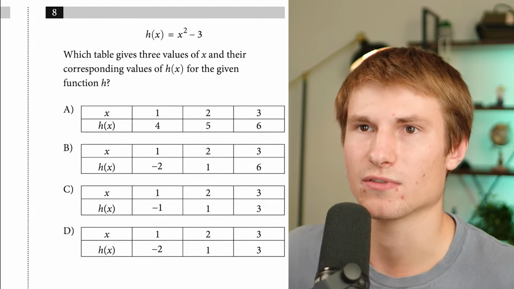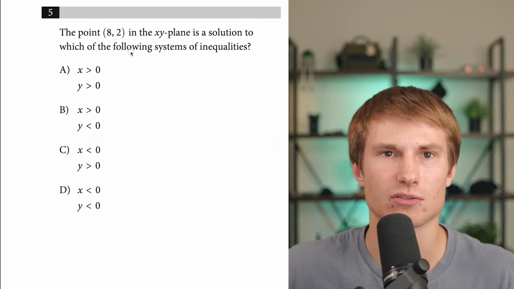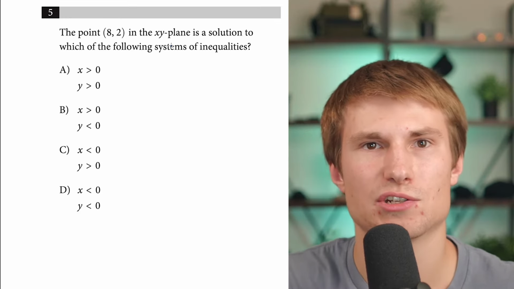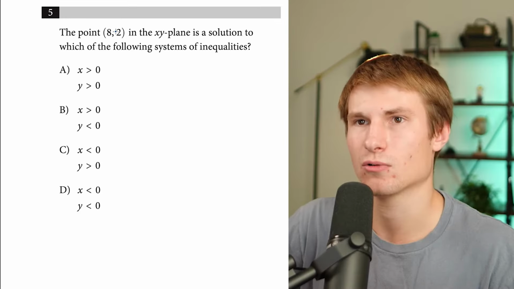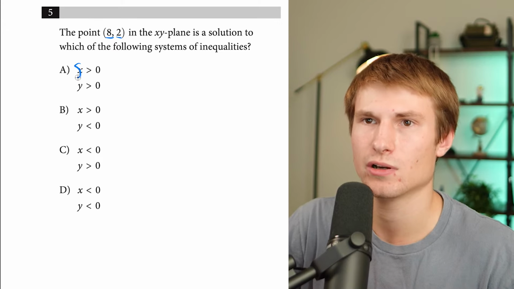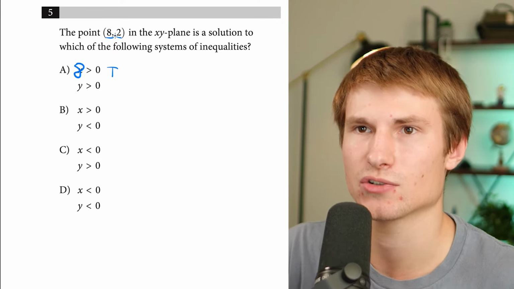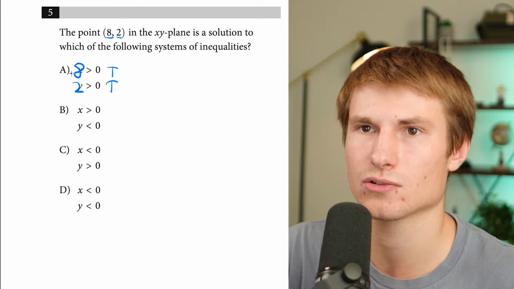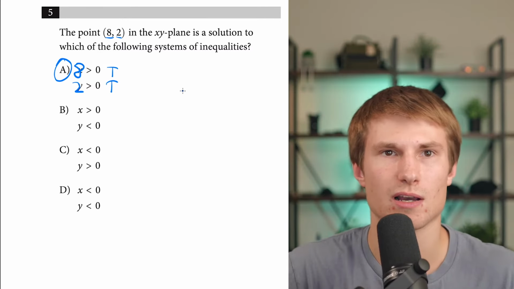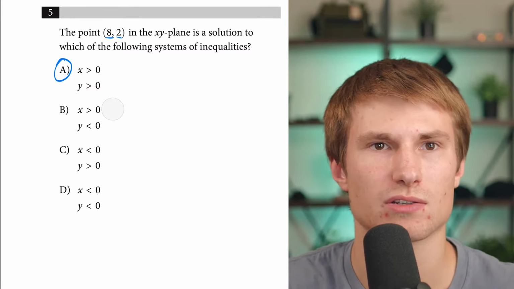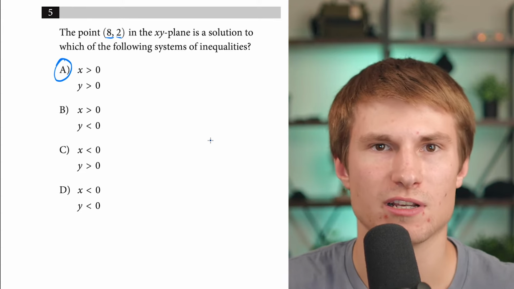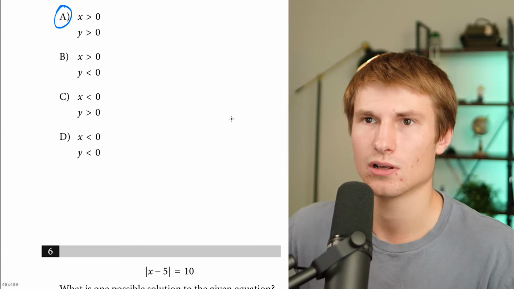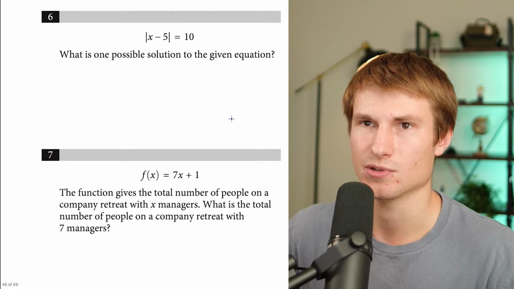Next question is going to be number 5. So I'm going to go ahead and switch sides on my screen. Okay, we've got number 5. The point 8, 2 in the xy plane is the solution to which of the following system of inequalities? We got to plug in 8, we got to plug in 2. 8's our x value, 8 greater than 0, that's true. Is 2 greater than 0? That is also true. So that point satisfies this system of inequalities. So we can go and move on from there. That one's pretty easy. It's just simple substitution with pretty small numbers and using 0 as the comparisons.